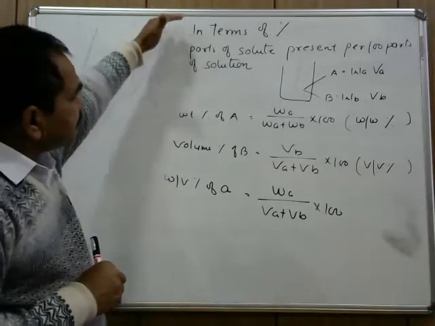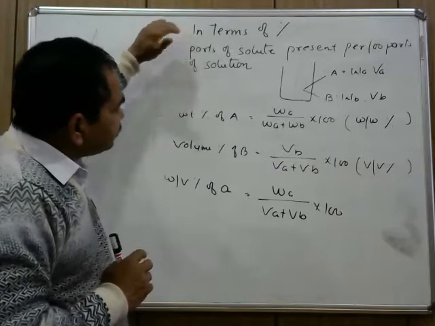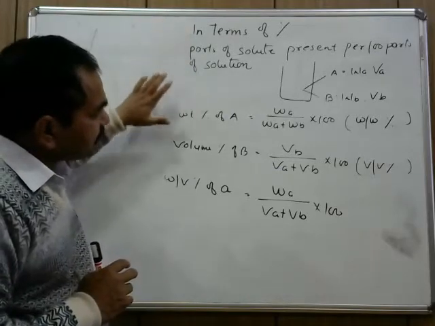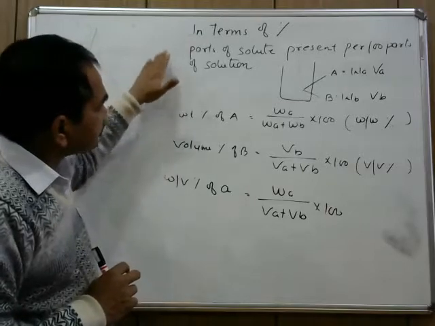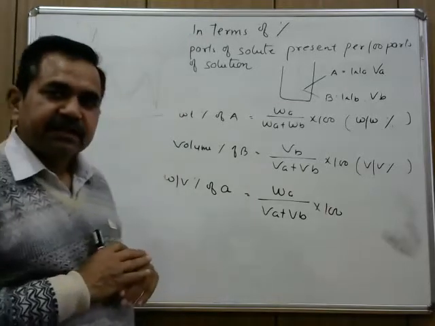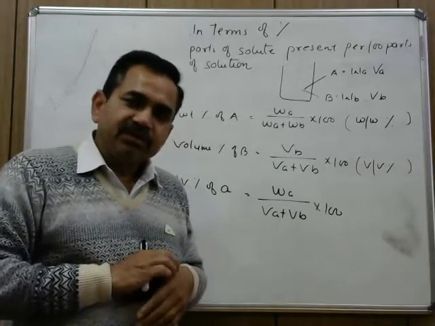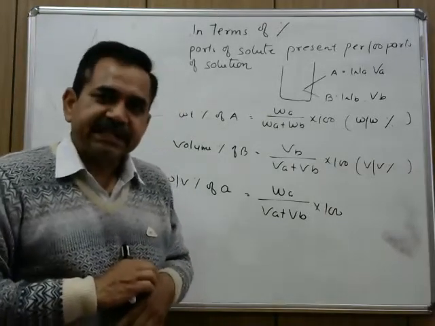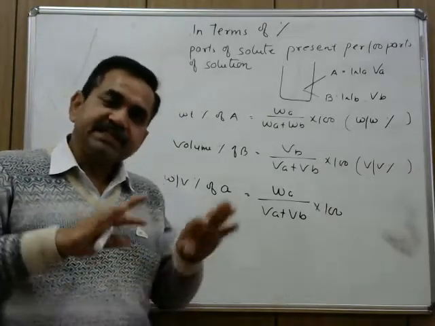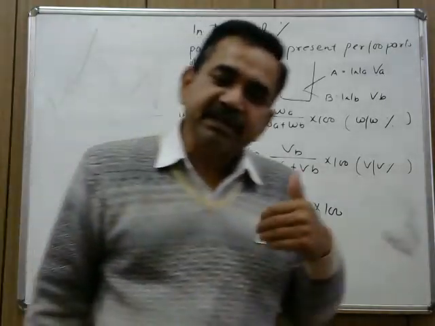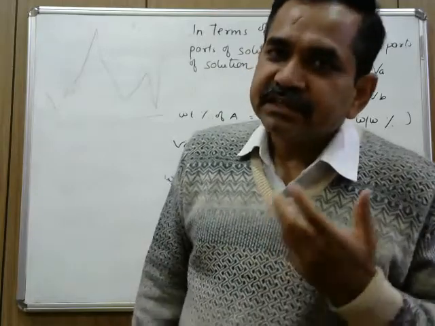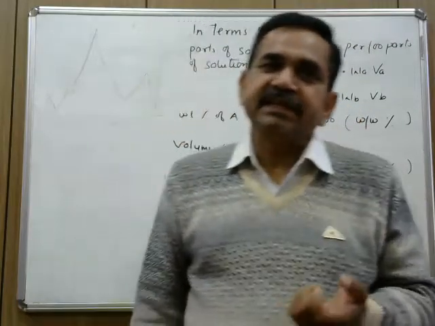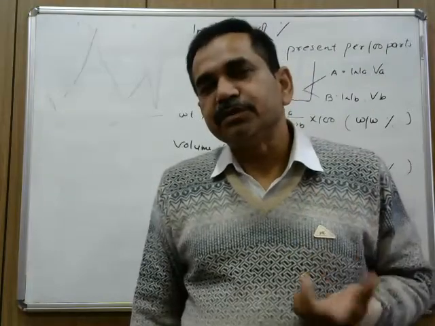So this is all about, in terms of percentage, how we can calculate the percentage concentration. We all know the meaning of percentage. Percentage simply refers to that out of every 100. So percentage concentration means the amount of solute which is present in 100 parts of solution.